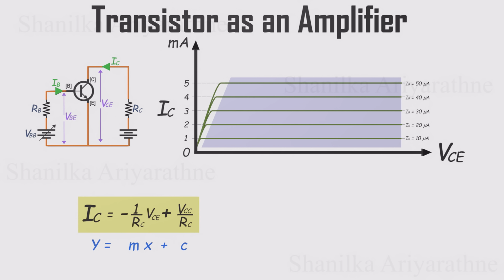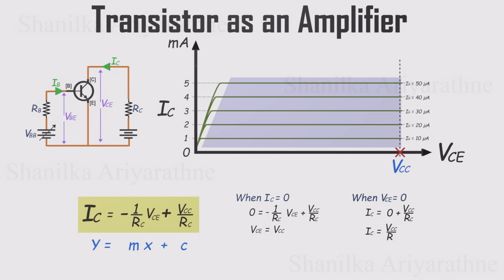Now let's look at the two ends of this line. If IC equals 0, then VCE equals VCC. This point is called the cutoff, where the transistor is off and no collector current flows. On the other hand, if VCE equals 0, then IC equals VCC divided by RC. That's the saturation point, where the transistor acts like a fully closed switch and the collector current is at its maximum. When we connect these 2 points on a graph, IC on the vertical axis and VCE on the horizontal, we get a straight line called the load line.